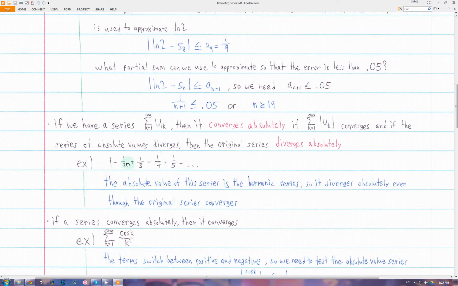However, this alternating series is actually convergent because the terms are decreasing and the limit as k approaches infinity of 1 over k is 0. So it passes the alternating series test for convergence. So this alternating series converges, but diverges absolutely.